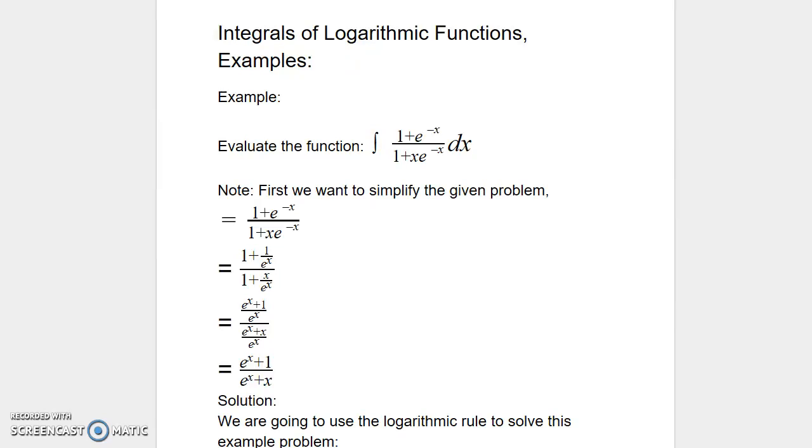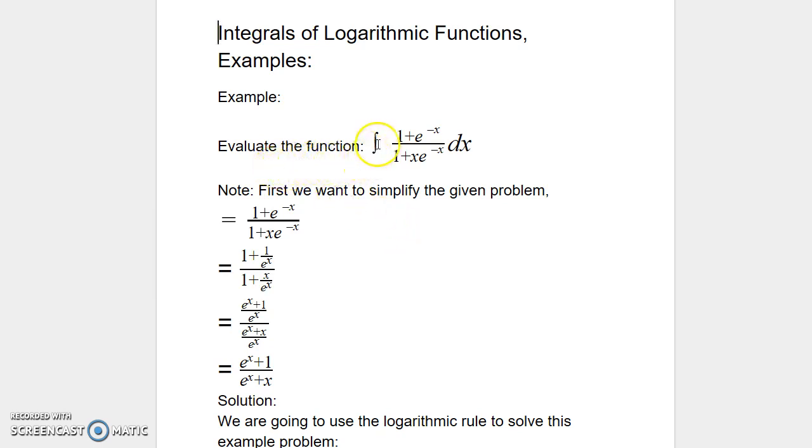Welcome to my presentation. This presentation is part of the playlist Integral of Logarithmic Functions. In this presentation, we're going to solve example problems related to logarithmic functions. So let's look at some example problems.